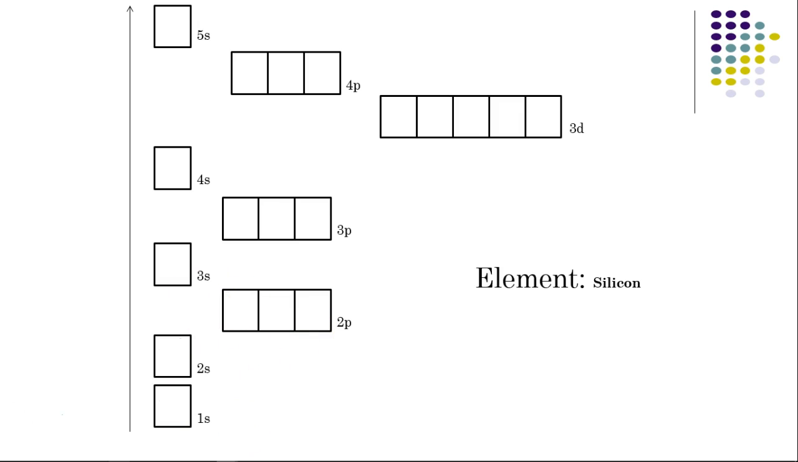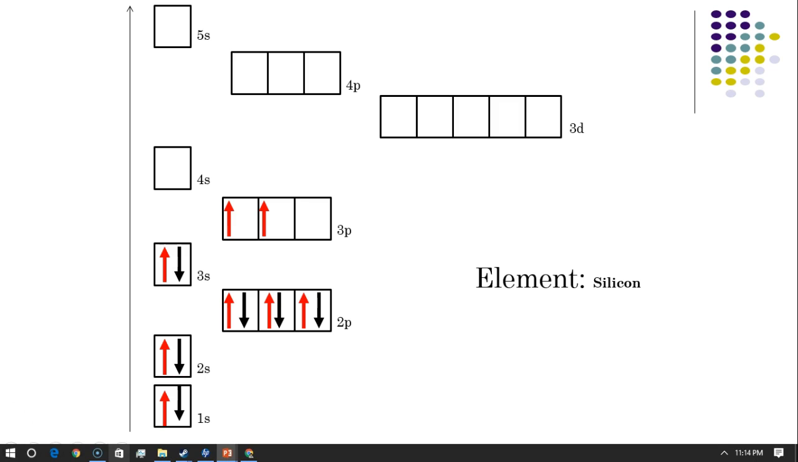All right, so we'll try 1 more, silicon. Silicon has 14 electrons. So that's 1, 2, 3, 4, 5, 6, 7, 8, 9, 10, 11, 12, 13, and 14. Okay, that's it for atomic orbitals. We'll learn more about electron configuration next time we have notes.